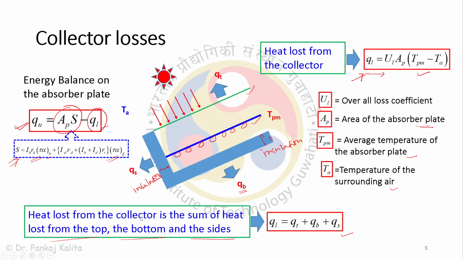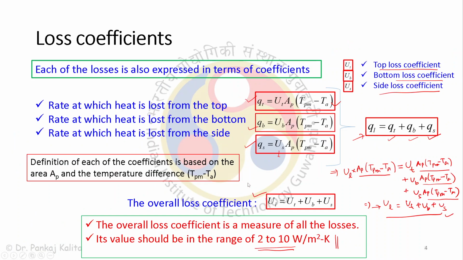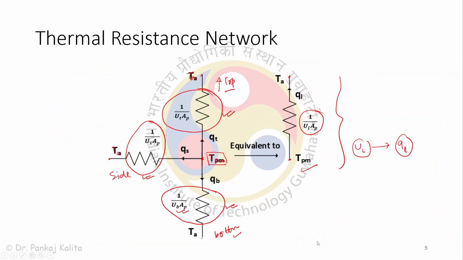One more thing is that the heat loss from the collector is the sum of the heat loss from the top, from the side, and from the bottom. Please remember this equation, it will be helpful in solving the question. And these are the loss coefficients. Top, bottom and side each have loss values, and the overall loss coefficient is the sum of these individual loss coefficients. Generally it is in the range of 2 to 10 watt per meter square.